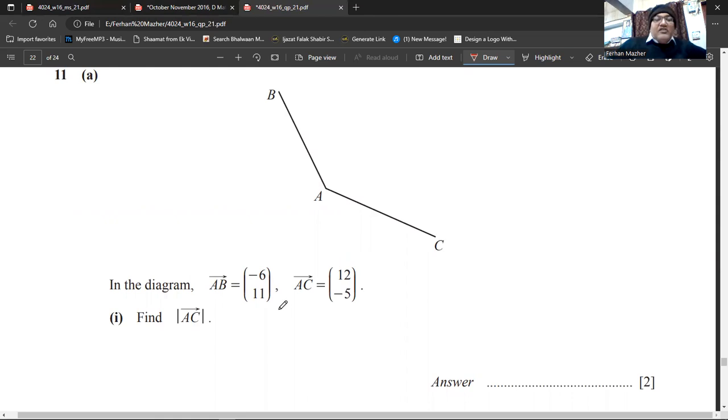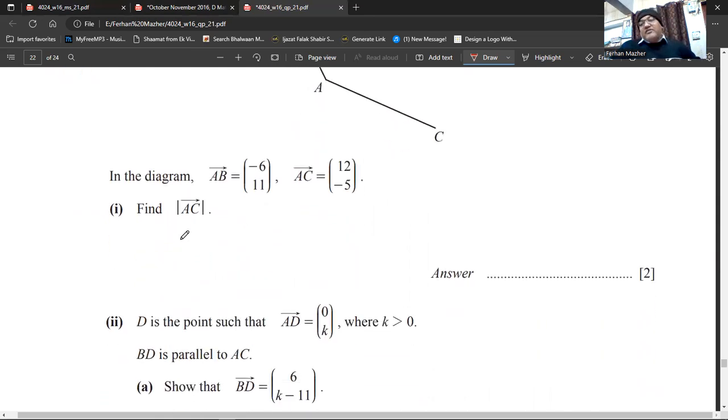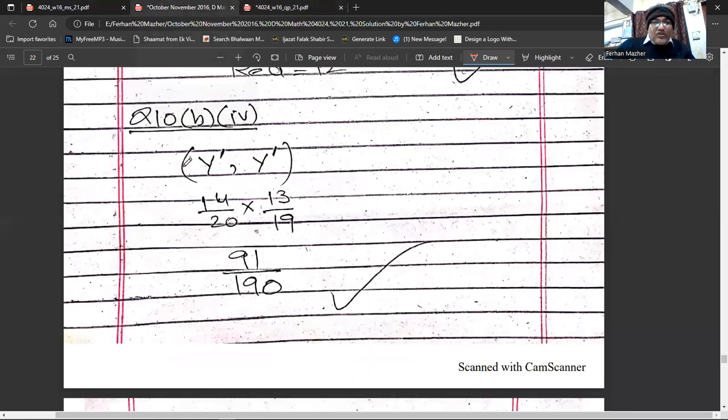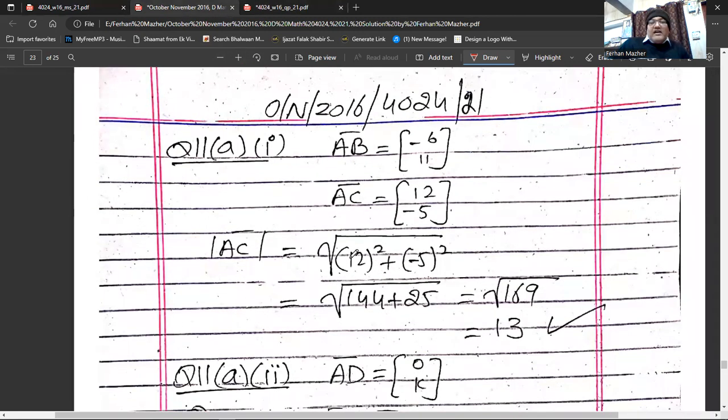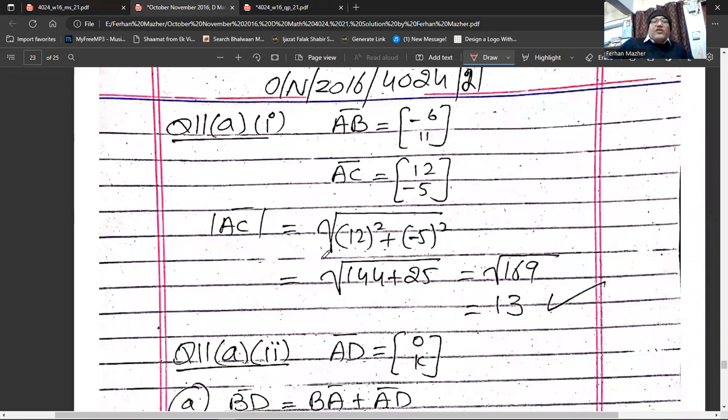Find the determinant of the AC. Okay, so you want to find out the determinant. The determinant is very simple: the square root of x squared plus y squared. So the AC determinant will be equal to the square root of x squared plus y squared.